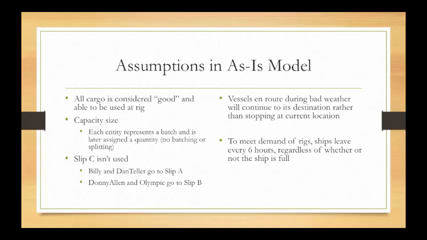In order to implement a feasible model, we had to make decisions based on open-ended aspects of the project description. Some of the main assumptions were that all cargo created was usable, entities were created one at a time and then given a quantity assignment once within the system. We also designated Slip A to only service Billy and Dan Teller rigs and Slip B to service Donnie Allen and Olympic rigs, and we omitted Slip C. When bad weather occurred, slips continued their route and were delayed at the destination. To meet demand, ships left the slips every 6 hours, even if that ship was not full.